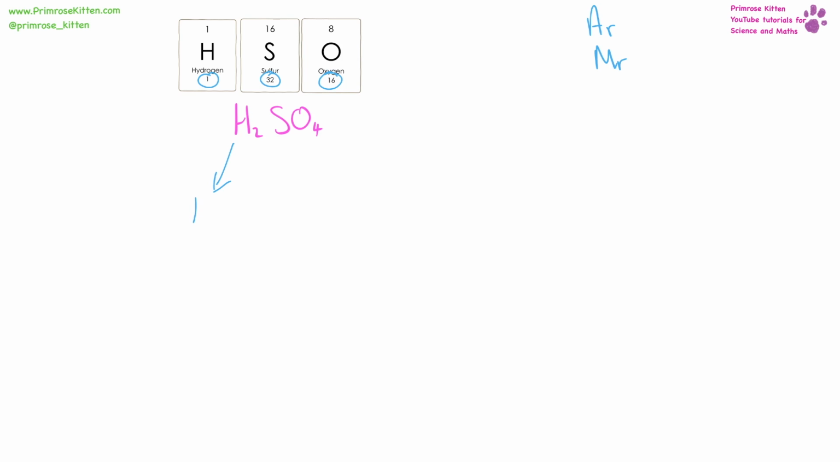So hydrogen has a mass of 1 and we have 2 of them. Sulfur has a mass of 32. Oxygen has a mass of 16 and we have 4 oxygens. So 1 times 2 is 2 plus 32 plus 16 times 4, which is 64. Add those together, we get 98.